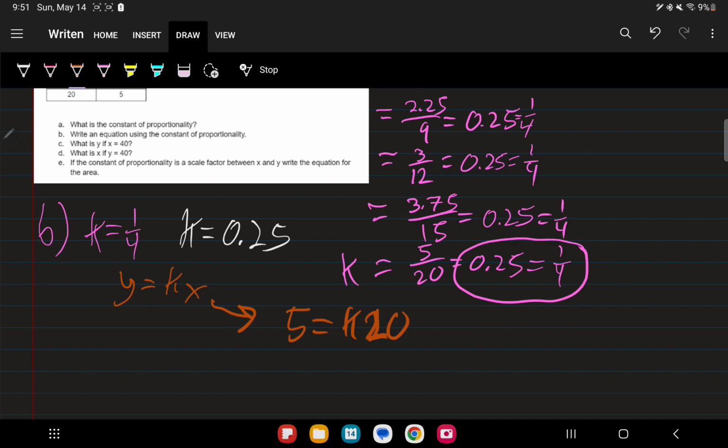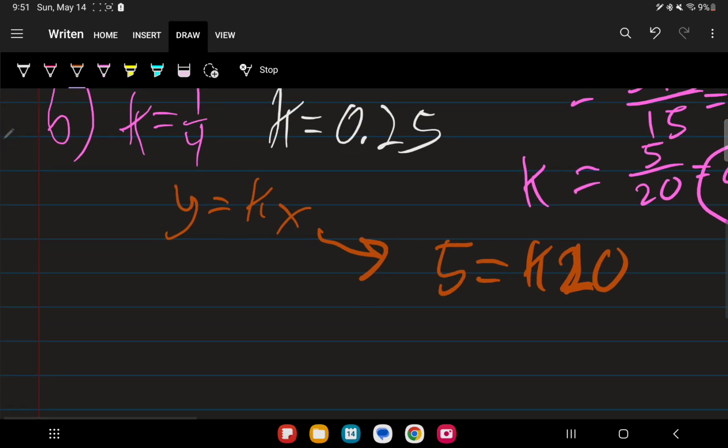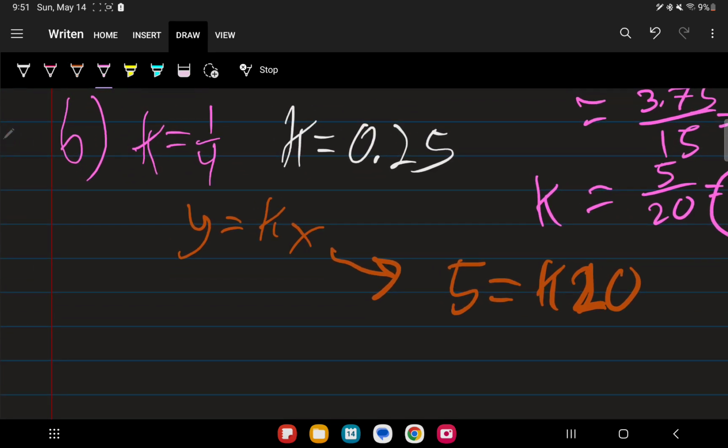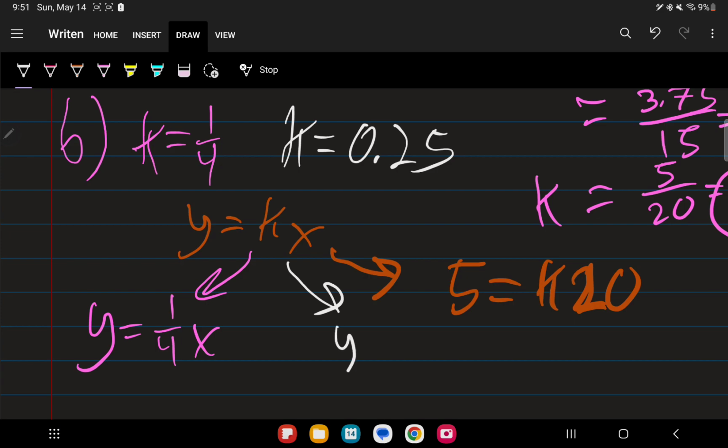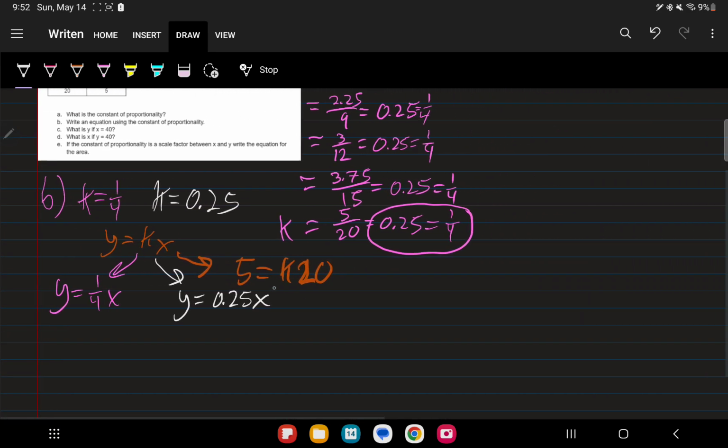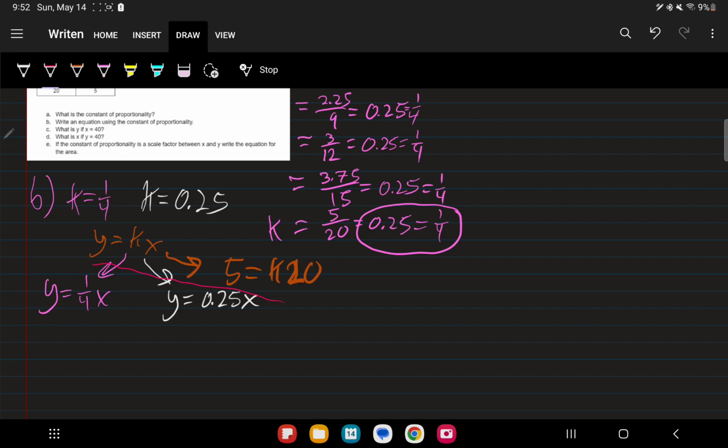Let's go ahead and keep it simple, and we just put in for k. So if I do it in pink, I get y is equal to 1/4 x. If I do it in white, I'll put in the decimal value. I get y is equal to 0.25x. That's all you need to do. One of these two. And that will be your answer. Nothing else. You don't have to plug in any other numbers. It's just put k into the equation and stop there.